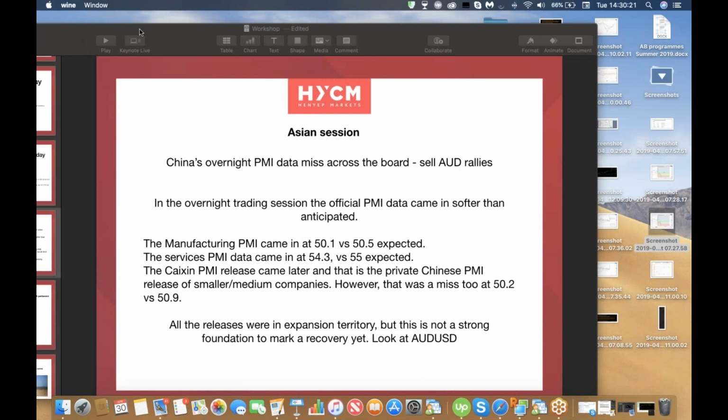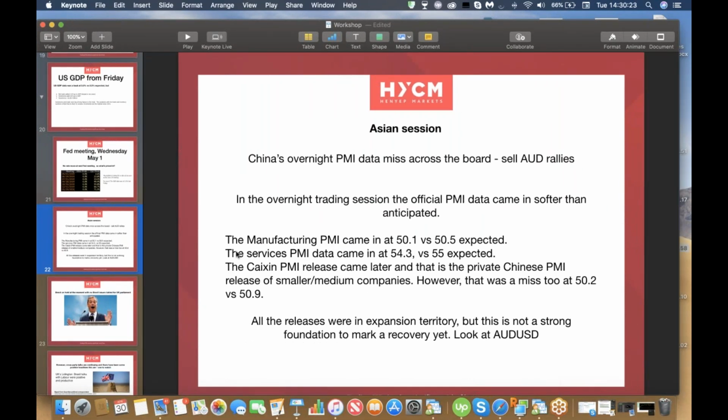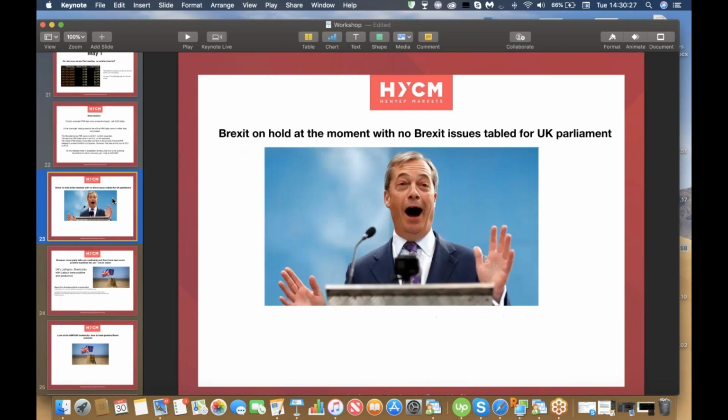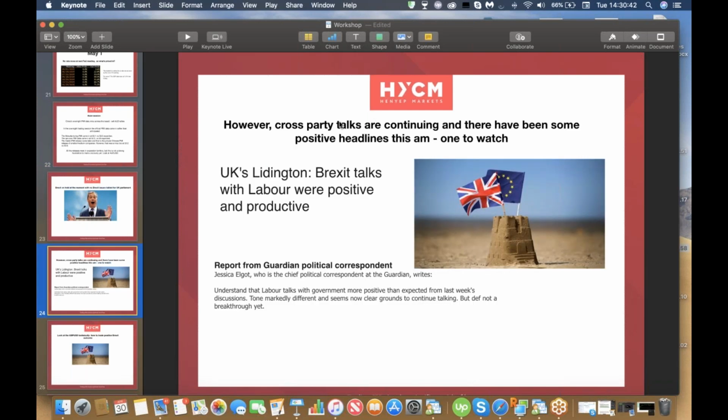As I said, that was a good opportunity that just presented itself this morning. Okay, Brexit is on hold at the moment because there's no Brexit issues tabled for UK Parliament this week. It is a quiet week on the parliamentary front, but there are cross-party talks continuing, and there have been some positive headlines this morning. Okay, so this is one to watch.